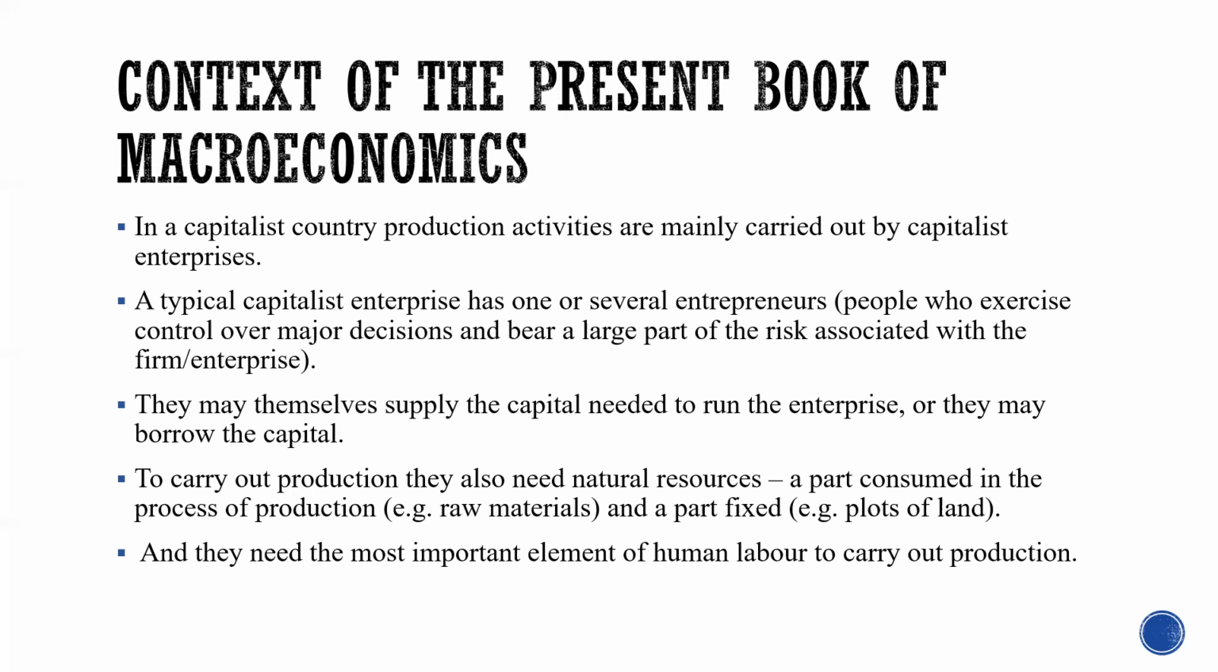To carry out production, they also need natural resources, a part consumed in the process of production, for example raw materials, and a part fixed, for example plot and land. To start their business and continue their business, they need natural resources. They need two kinds of natural resources. One is raw materials. Another is fixed materials like plot, land, and buildings. These kinds of natural resources are required. Plot and land are natural resources. Raw materials are natural resources. Sometimes they are man-made resources.